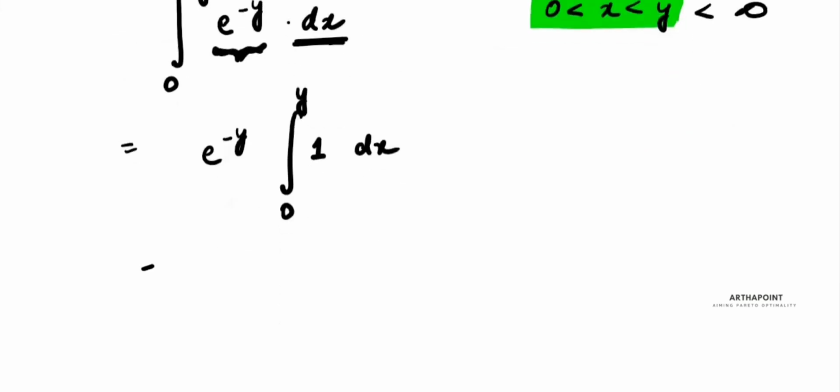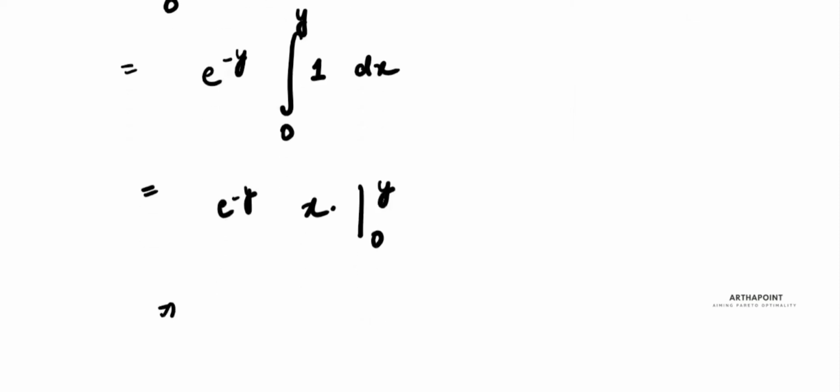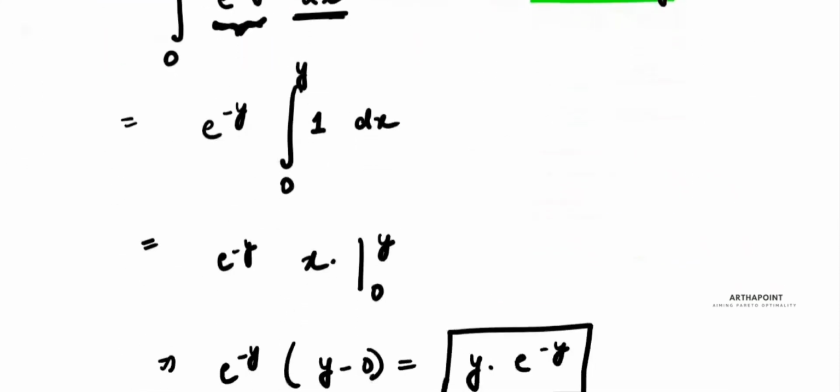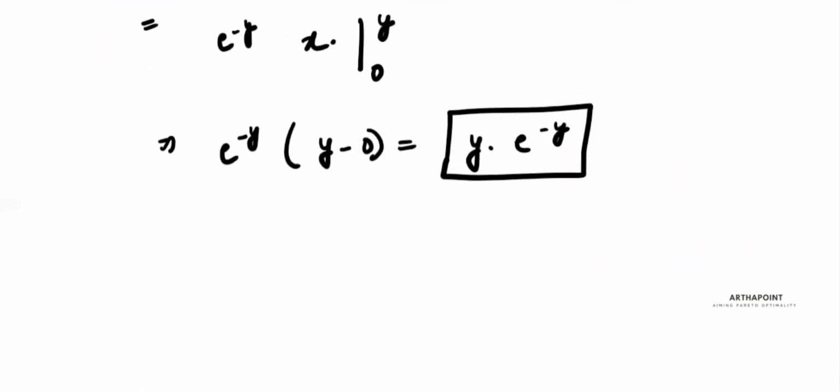And integration of 1 is simply x. So I'm integrating x from 0 to y, e to the power minus y. And this is going to be y e to the power minus y minus 0. So this will be y e to the power minus y. So I have been able to get the marginal distribution of y.